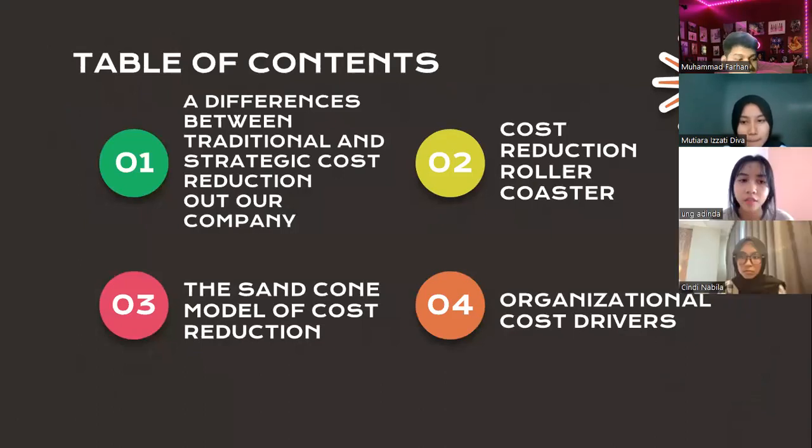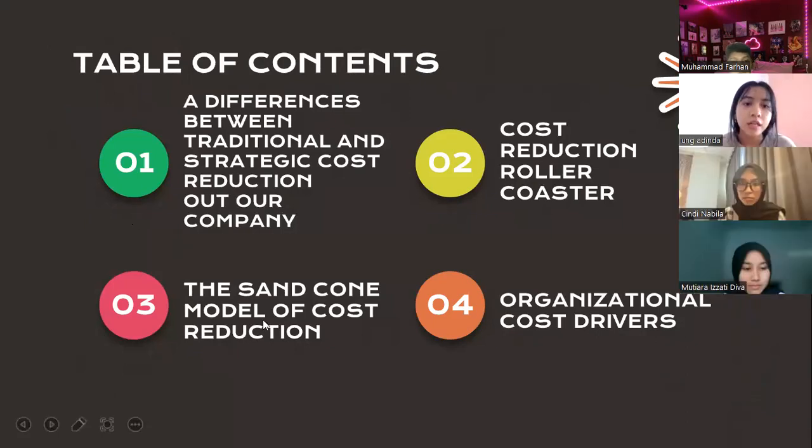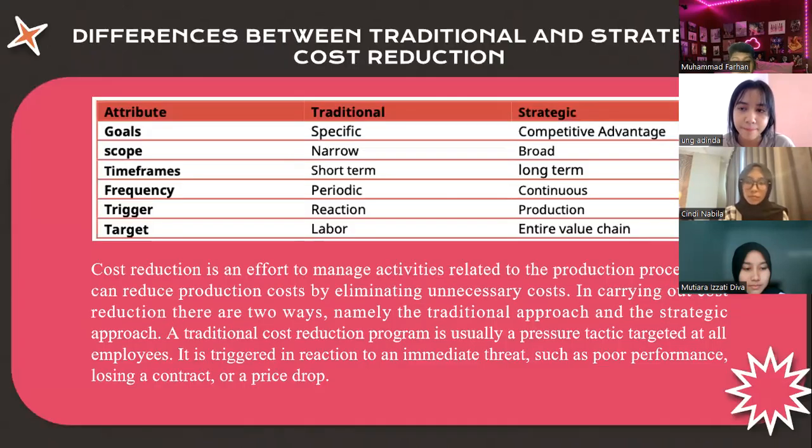Okay, thank you, moderator. So today we are going to talk about: the first is the differences between traditional and strategic cost reduction in our company. The second is the cost reduction roller coaster. The third is the Sencon model of cost reduction, and the fourth is organizational cost drivers. Next slide. So, the differences between traditional and strategic cost reduction.